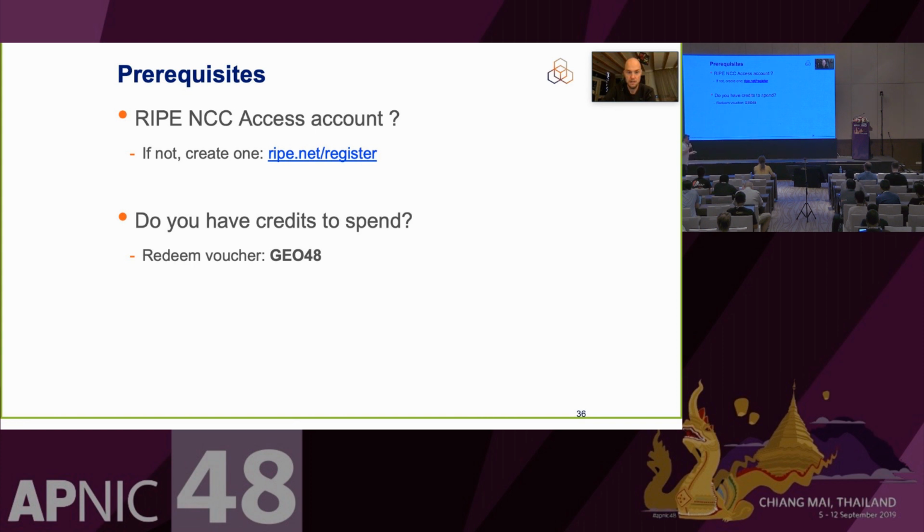And the very important part, right? I mean, this is about serious money, is the Atlas credits. You get 500,000 Atlas credits by using this voucher code, geo48, right? Very creative. Geo for map, 48 for APNIC.